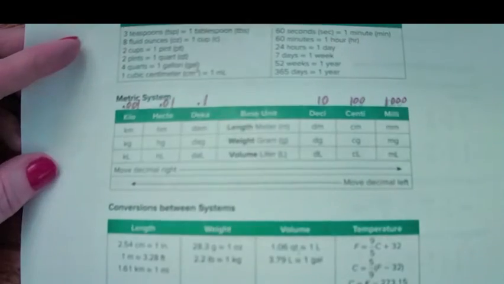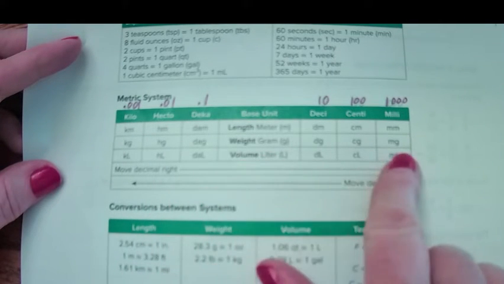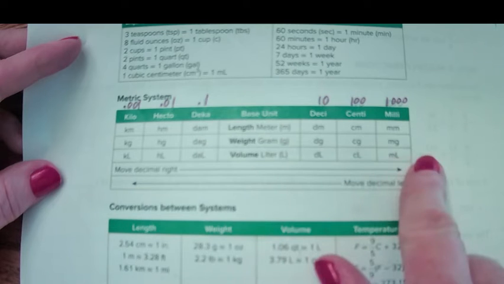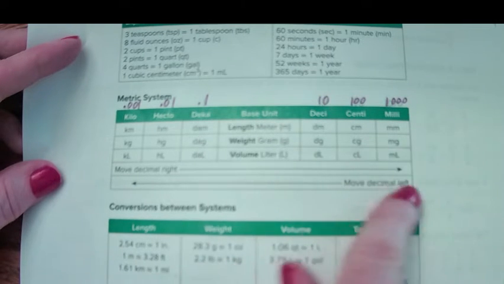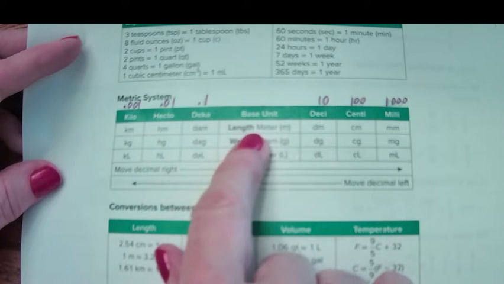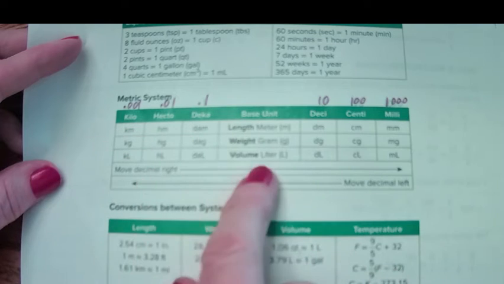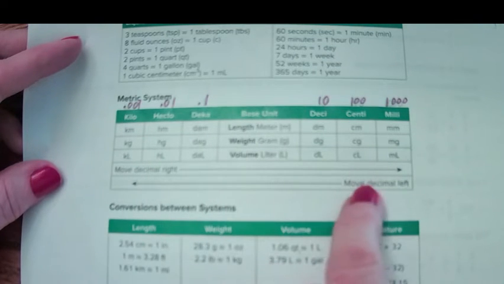Kilo is 1/10, 1/100th, 1/1000th. So here's your little guide to say if you're moving this way, move the decimal to the right, multiplying by 10, 100, or 1,000. If you're going this way from meter to kilometer or liter to kiloliter, move the decimal this way.